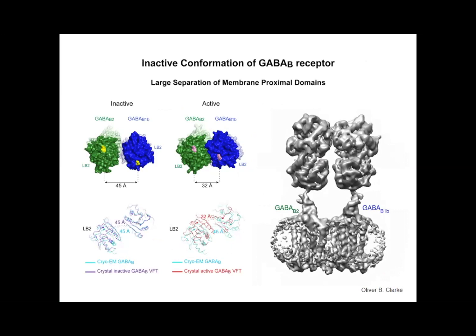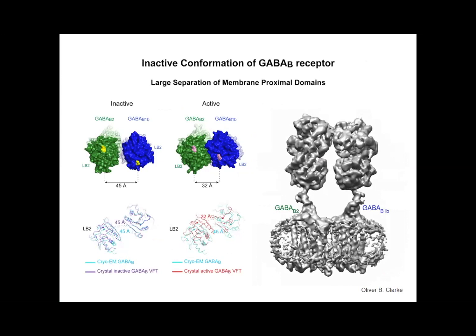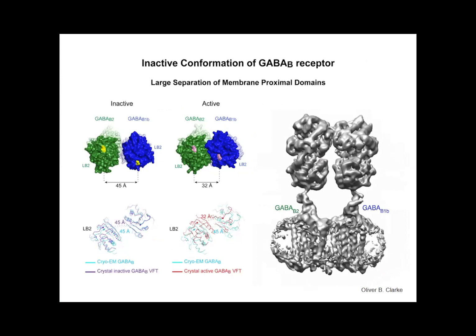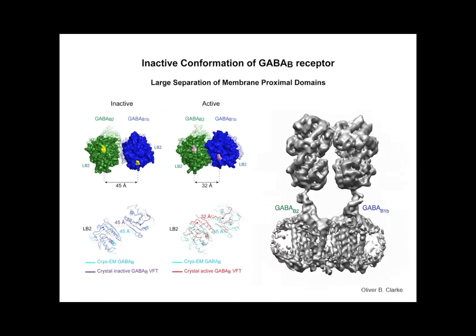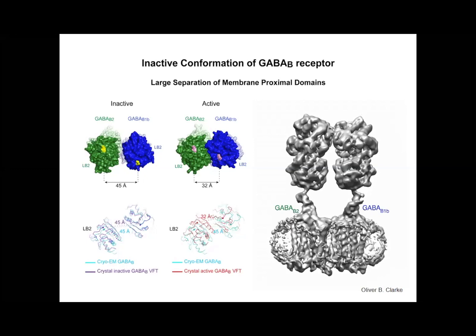When viewed from the bottom of the LB2 domains, the distance between the C-termini of the LB2 domains in the Cryo-EM structure is comparable to that of the inactive state VFT crystal structure. The Cryo-EM structure is again shown in cyan, and the VFT crystal structure shown in purple. Therefore, the large separation of the LB2 domains in the Cryo-EM structure is consistent with an inactive conformation of the receptor.